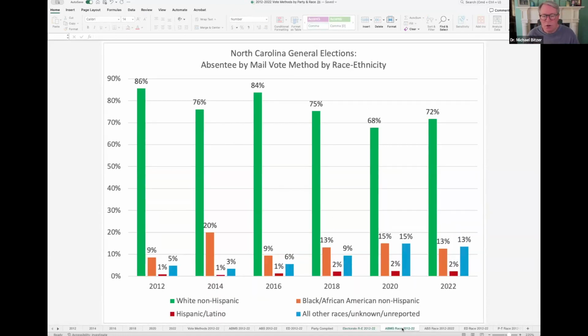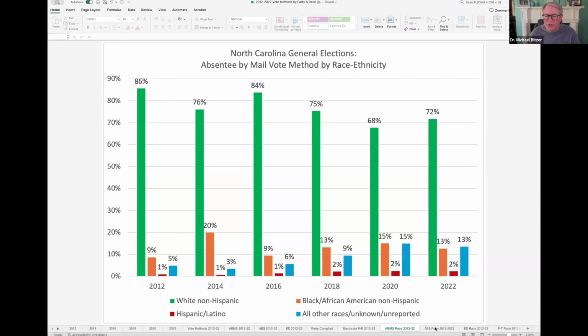Then I break it out by each of the major voting methods. This next worksheet, ABMs, is absentee by mail vote method by race and ethnicity. Generally it tends to be much more white than the voter pool as a whole. You did see a spike up, and I'm curious as to why. I don't have an answer for this. In 2014, 20% of them came from Black African American voters, but generally it tends to hover around 10 to maybe 15% over time.